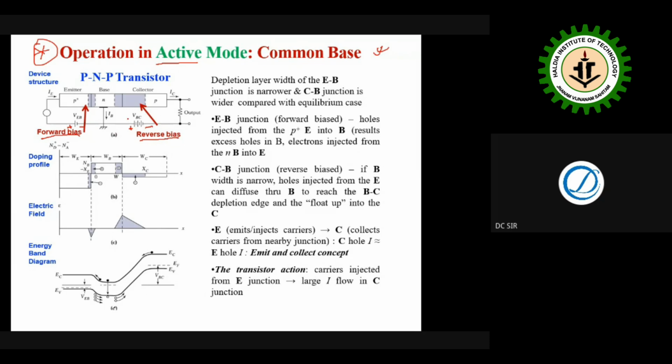Depending on that, if it is forward biased, what happens? Then this depletion layer decreases, it tends to 0, whereas it is reverse biased.